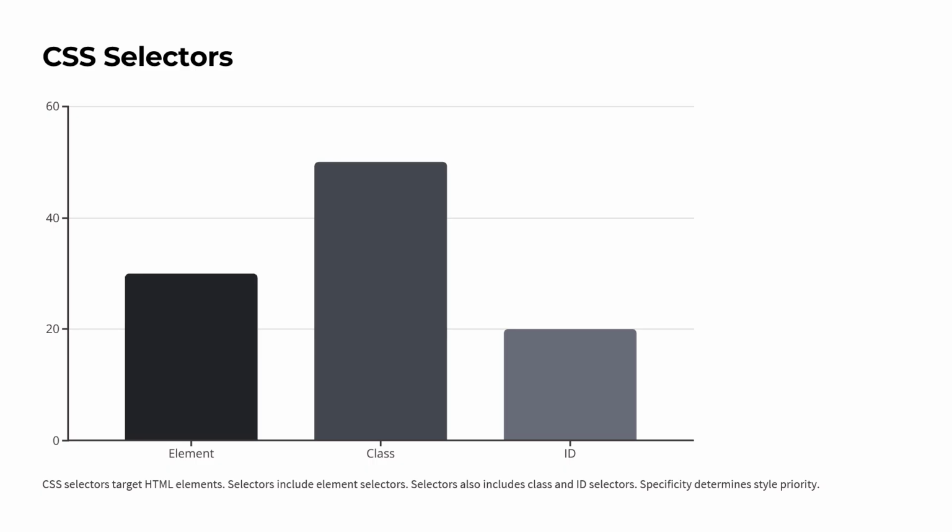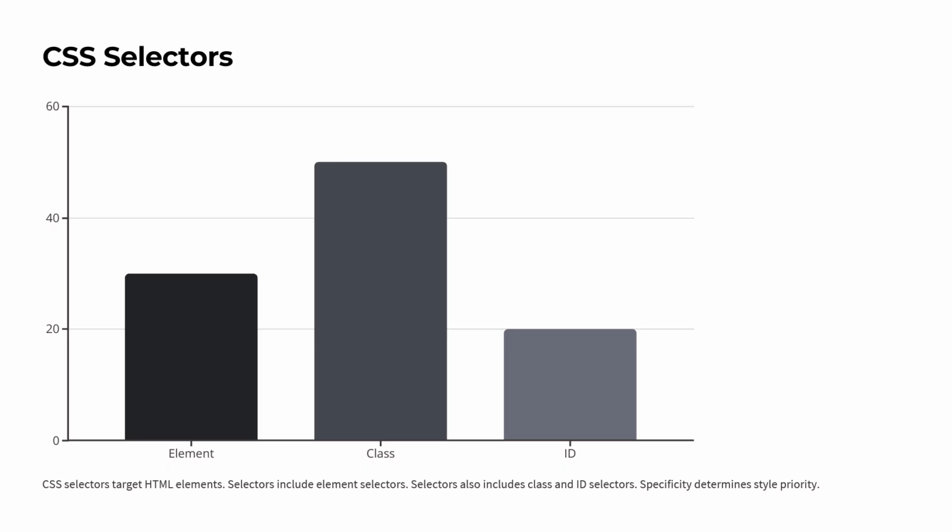Class selectors target elements with a specific class attribute. Classes are reusable and can be applied to multiple elements, making them a flexible way to style different parts of a web page without affecting others. ID selectors apply styles to a single unique element with a specific ID attribute. Since IDs are unique within a page, they are useful for styling individual elements that require distinct appearances.